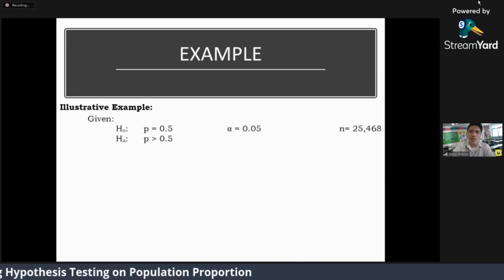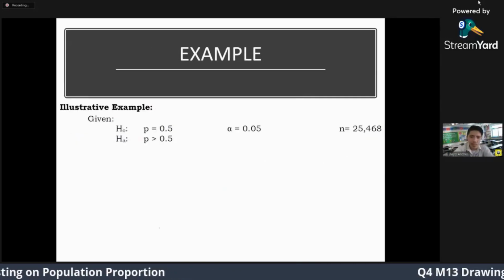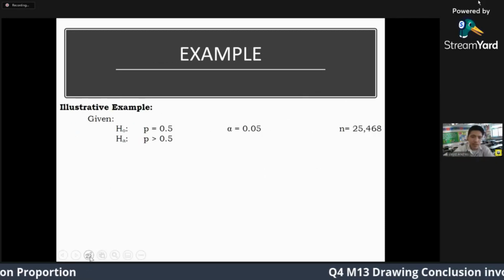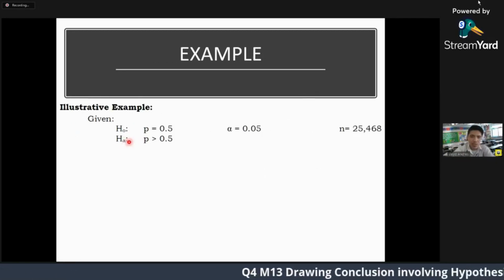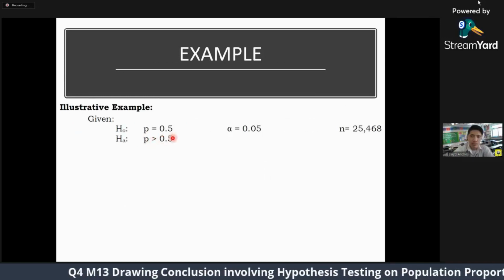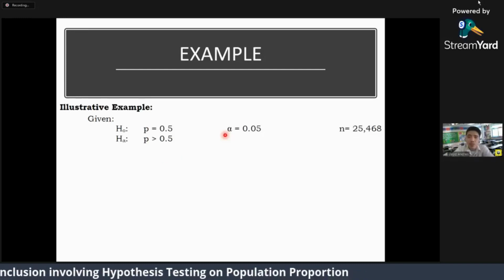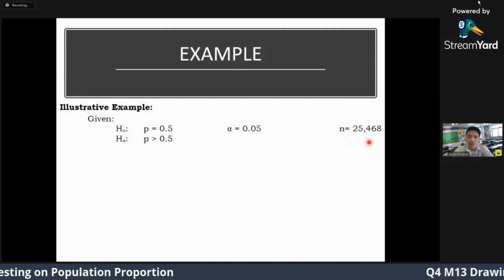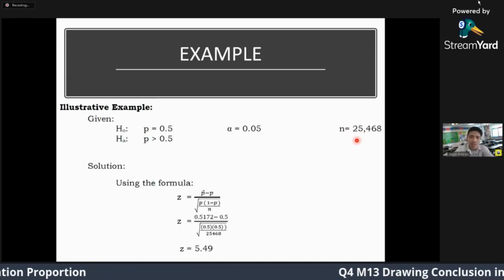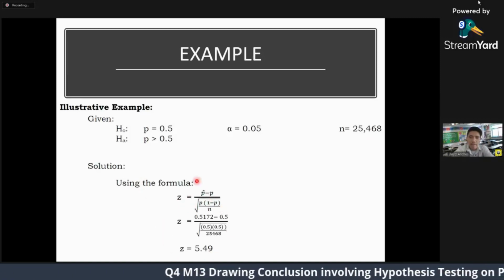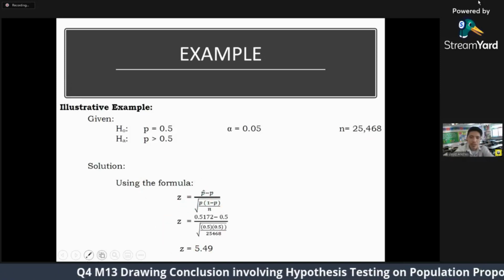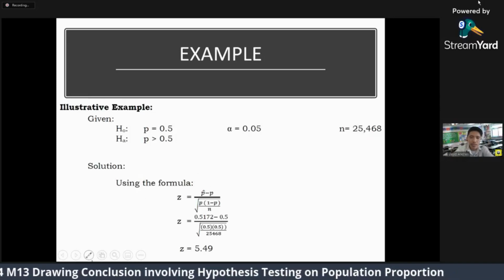So, let's have an example. Say, for example, we are given the data: H0 is P equals 0.5, HA is P greater than 0.5, your alpha is 0.05, and the sample size is 25,468. Then, using the formula, the computed Z is 5.48 or 5.49.